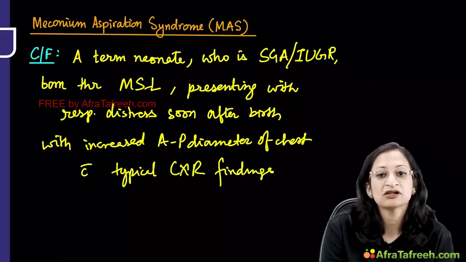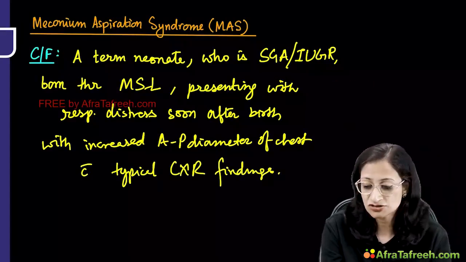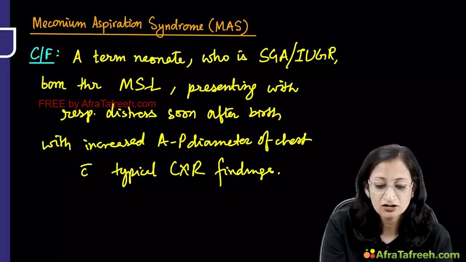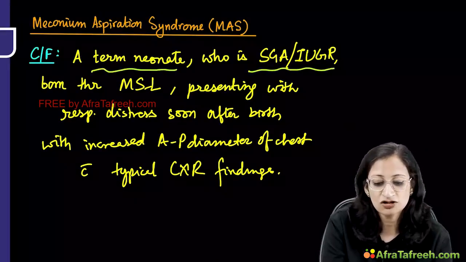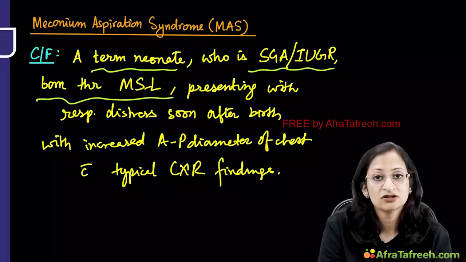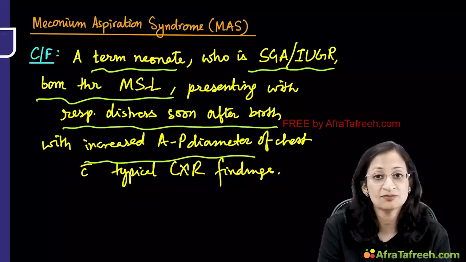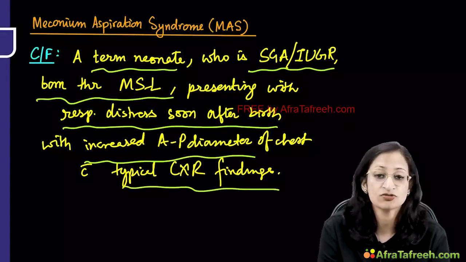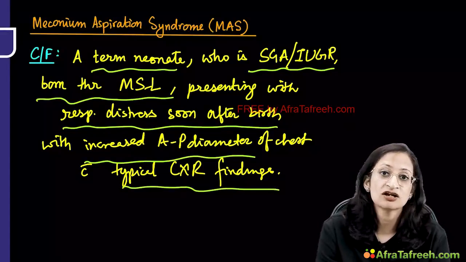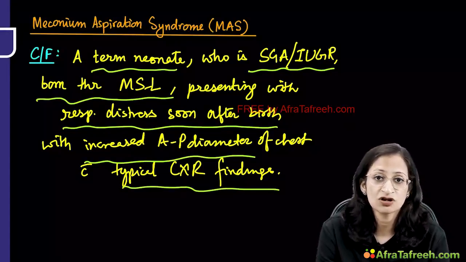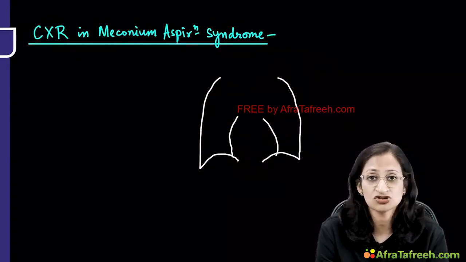So that is a typical case scenario where you suspect meconium aspiration syndrome. So we said that a term neonate who is SGA or IUGR, born through meconium stained liquor, presenting with respiratory distress soon after birth, increased AP diameter of the chest indicating hyperinflation, and the typical chest X-ray findings may or may not be present, right? So that is where you suspect meconium aspiration syndrome. Now, what are the typical chest X-ray findings that we are mentioning?